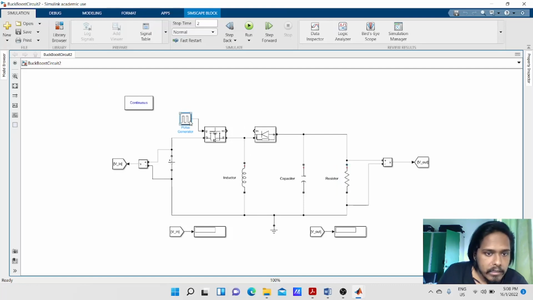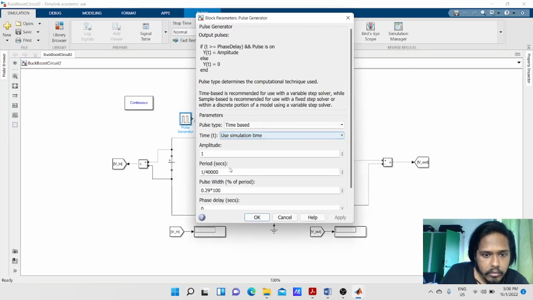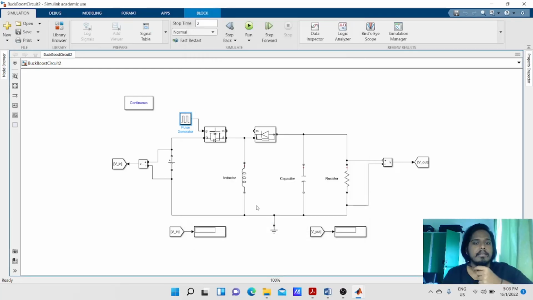For the pulse generator we put the duty ratio 0.29 in the pulse width. For the frequency we choose 40 kilohertz. For the period we have to convert to 1 over f, so 1 over 40 kilohertz. We put the stop time to 2 seconds. So first I run it.